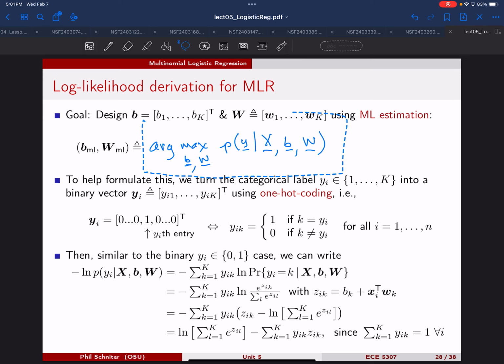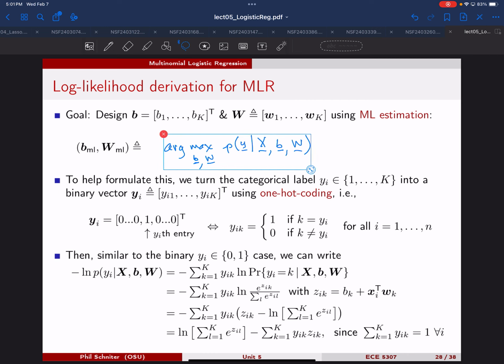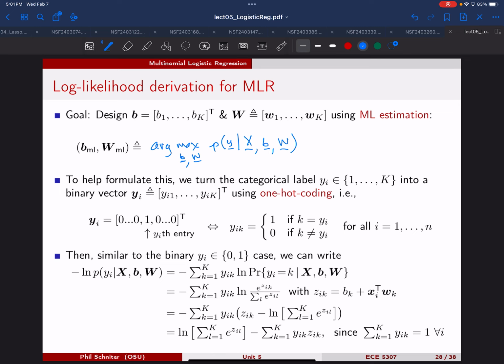So we can do this. Okay, equivalently, we could do the minimization, argmin over B and W of the negative log likelihood. And not surprisingly, the math is a bit nicer for the negative log likelihood because of the exponents in the model, and so that is what we're going to use for our derivation.